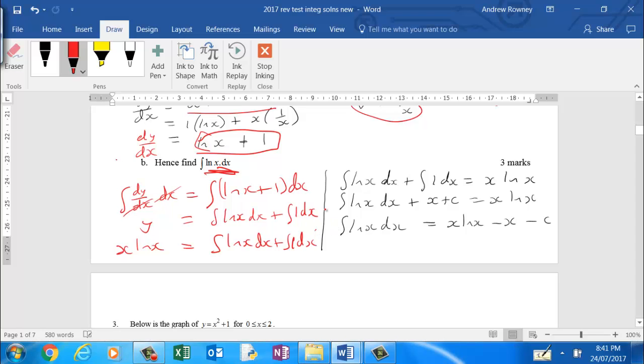And you can see that's exactly the next line over here. I've just swapped it around. x ln x put on the right, that on the left, doesn't really matter. Use a different technique.